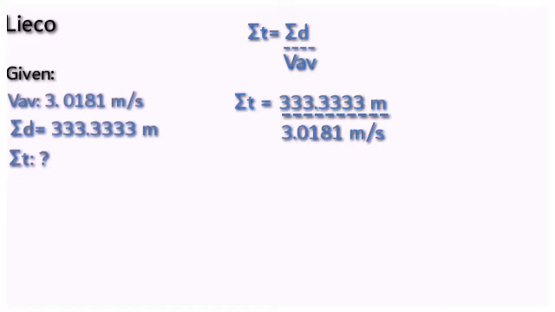333.3333 meters divided by 3.0181 meters per second is equal to 110.4448 seconds. And don't forget to cancel the meters.